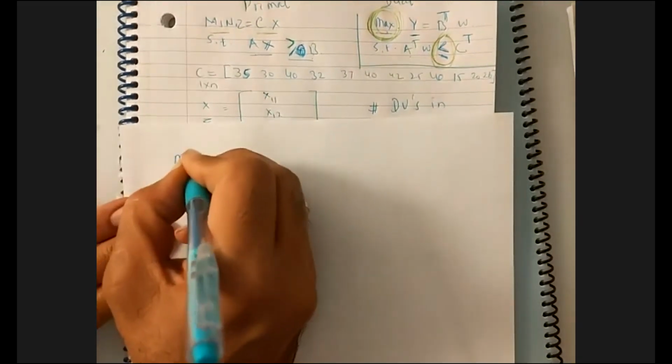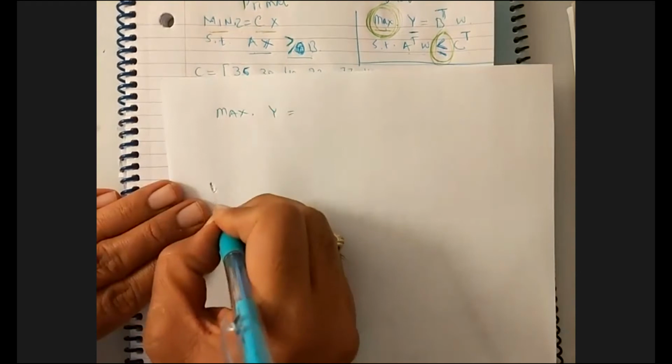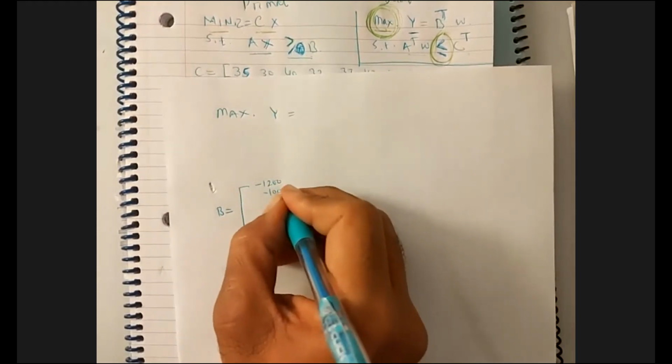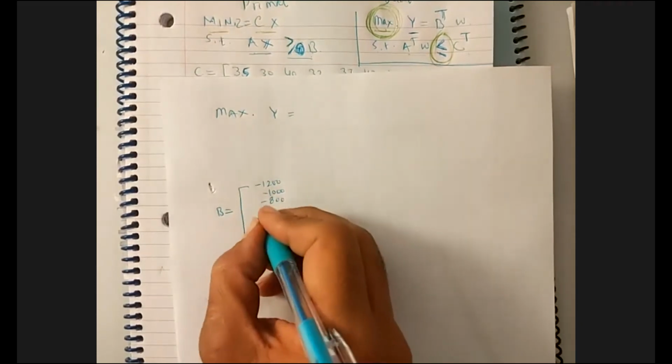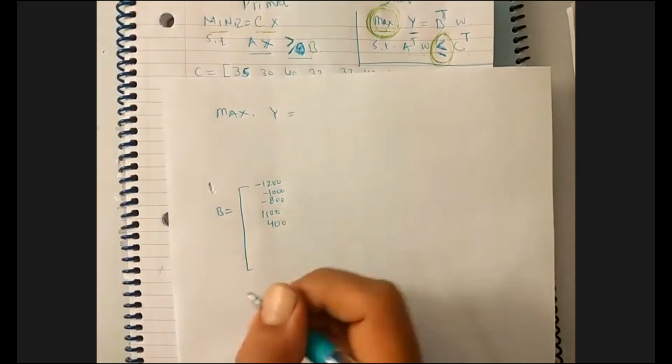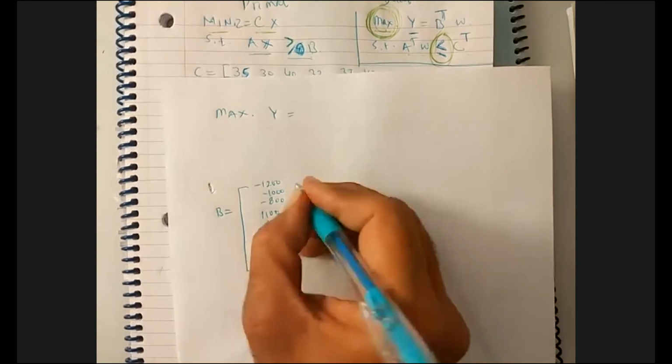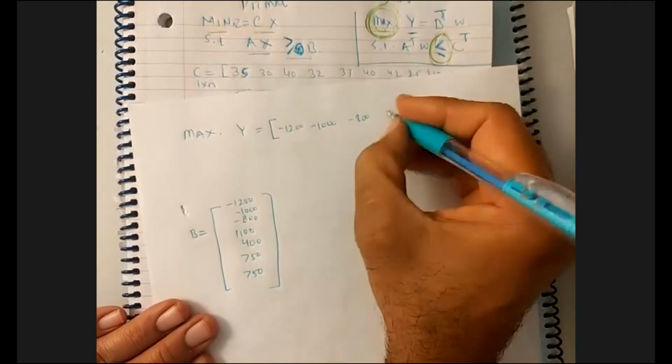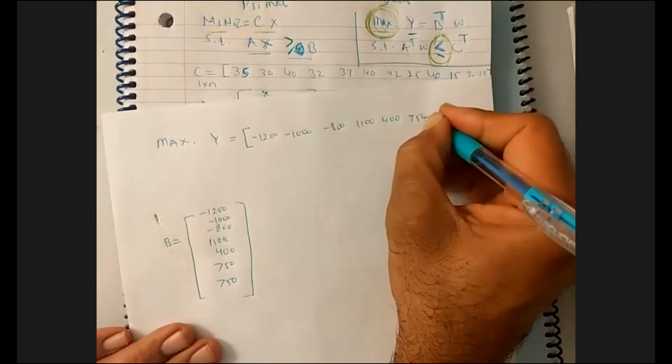So I'm going to maximize my y, the new decision variable, b transpose w. Remember, my b matrix, and b transpose will be the constraints right-hand side. And remember, my b value was negative 1200, negative 1000, negative 800, 1100, 400, 750, and 750. Remember, these were my b values, the matrix b. And then I can write b transpose would be negative 1200, negative 1000, negative 800, 1100, 400, 750, and 750.